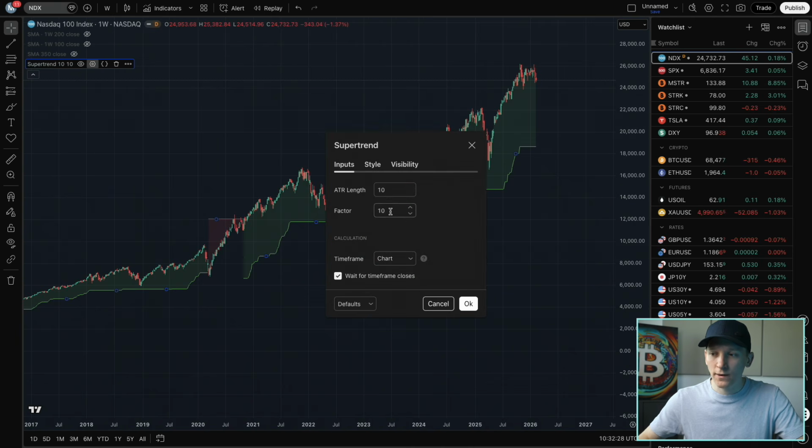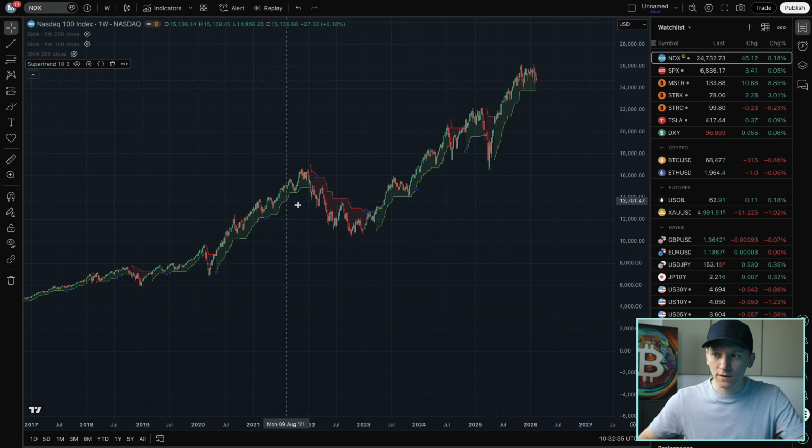So for me, I would actually keep things as is. So if you go to reset settings, go to default settings, I think this is for the most part a decent way to track the indicator.